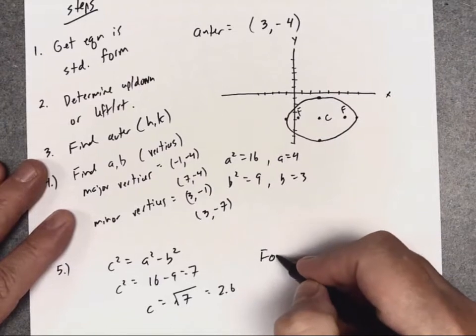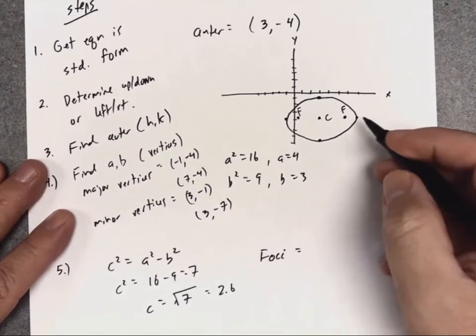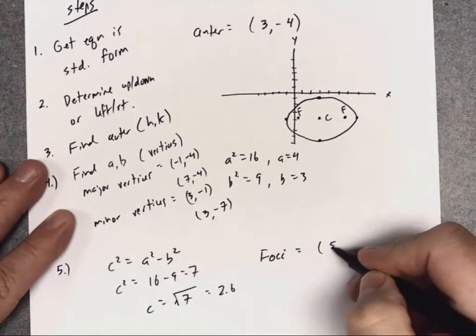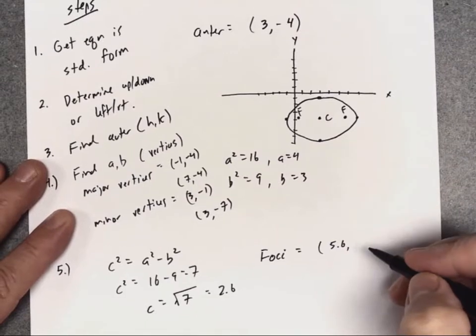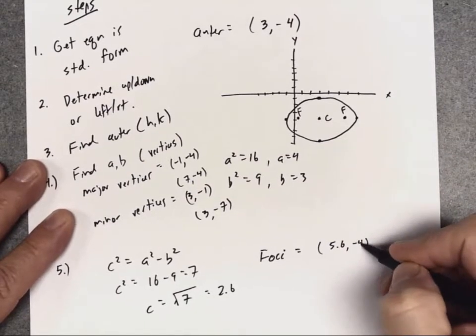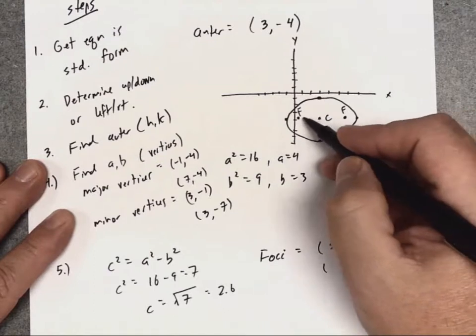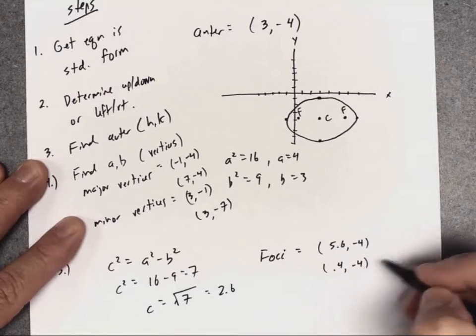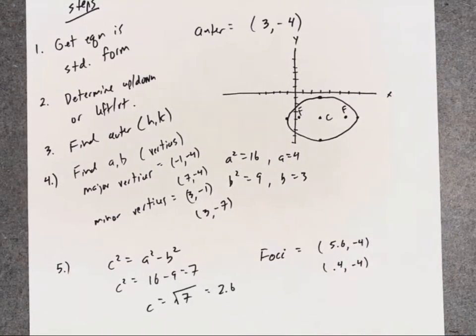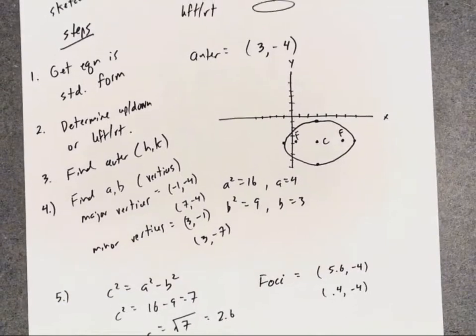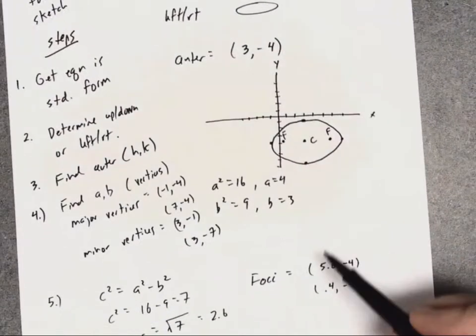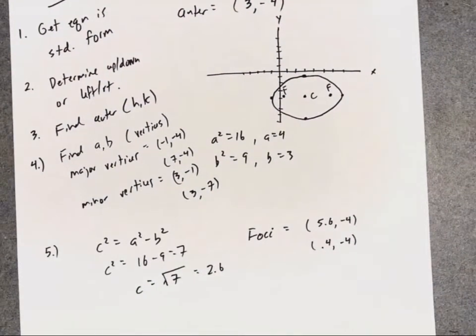And the actual points would be, so this one is going to be 3 plus 2.6, 5.6, -4. And here, from 3, I went 2.6, so it's going to be 0.4, -4. All right. So that answers all the things they were asking for: the center, the vertices, the foci, and sketch the ellipse. Hopefully not too hard.